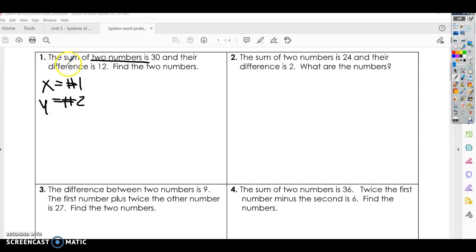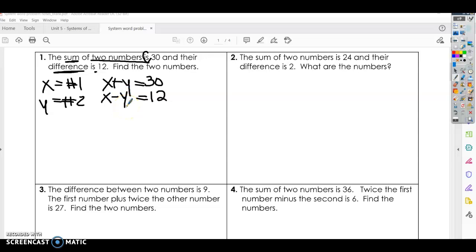And now we're just going to write a system of equations. So the sum, that means we're going to add two numbers. So we're going to add x plus y. Is, in math, is means equal. So that equals 30. All right, and their difference, okay, that means we're going to subtract. We added the first time, and their difference is 12. So is, again, is equal. And the difference of these two numbers is 12.